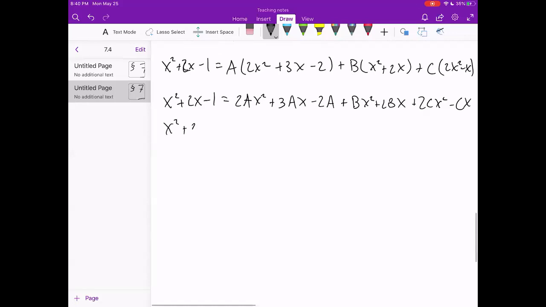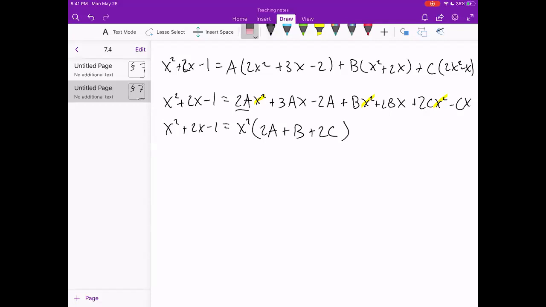And now I'm going to collect powers of x squared. So I have an x squared here, I have an x squared here, I have an x squared here. So the idea is, I can collect all those powers of x squared. I'm going to have a 2a plus b plus 2c. Let me make sure that my work is correct up until now. So it seems okay with that.